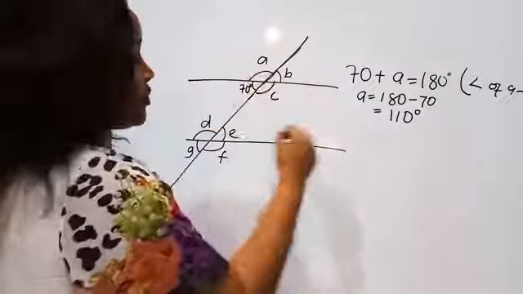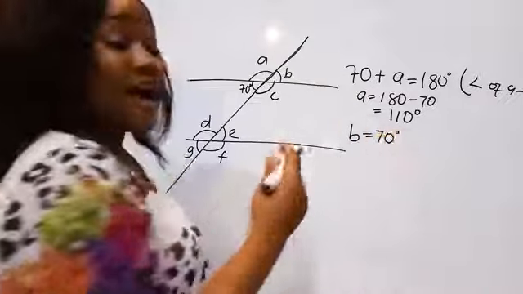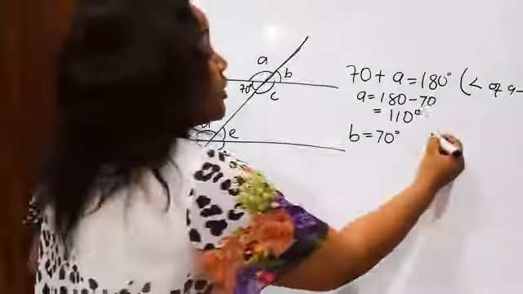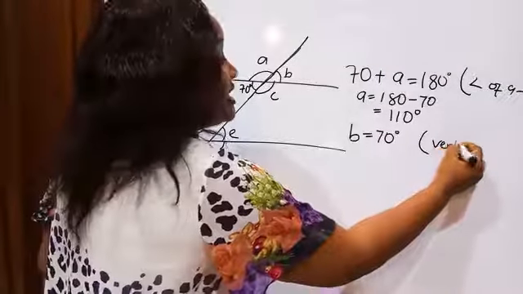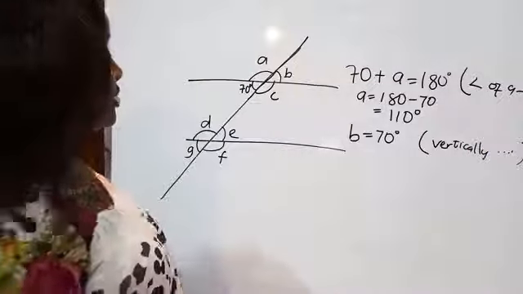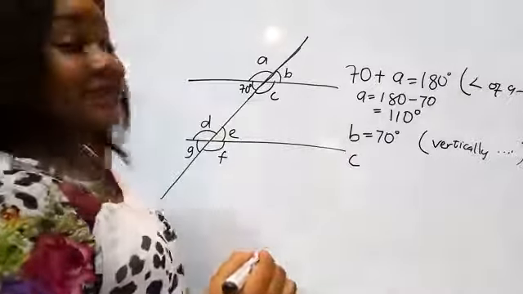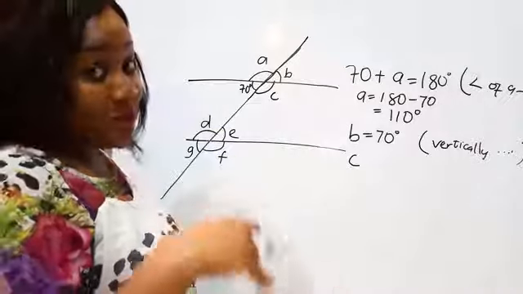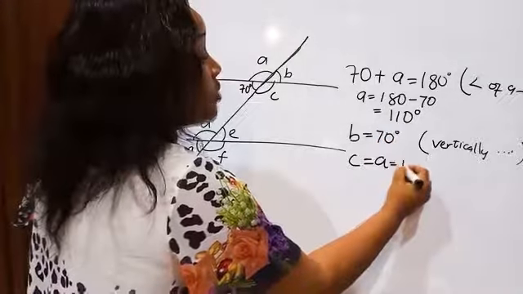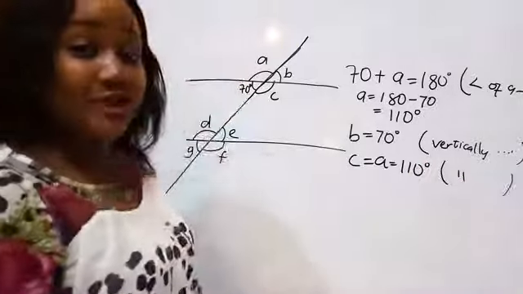Now to get B, you can see that B equals 70. And what's our reason? Vertically opposite angles. Now let's see our C. What will our C be? Our C will still equal A, reason being the same. C equals A, which equals 110 degrees, and the same vertically opposite reason.